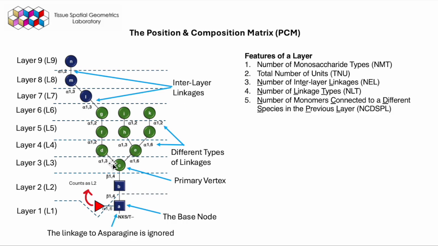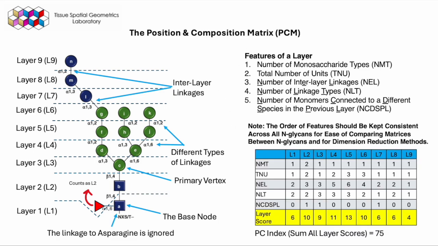As you can see in layer 3, this mannose is connected to a GlcNAc in the previous layer, while this mannose in layer 4 is connected to an identical mannose in layer 3. By measuring these same 5 features for every single layer, what we get is a data matrix.